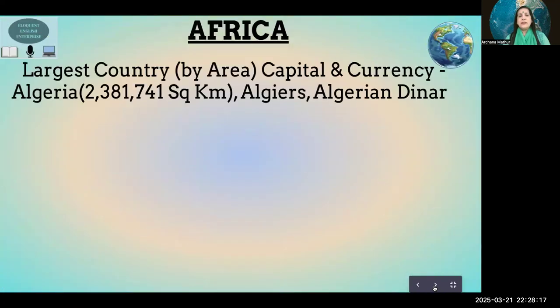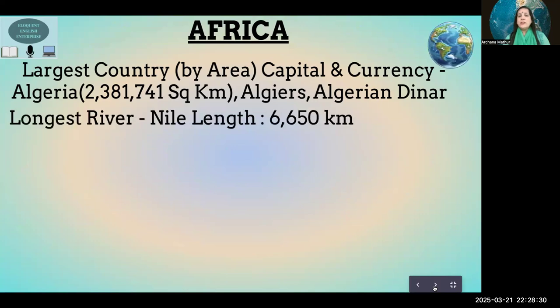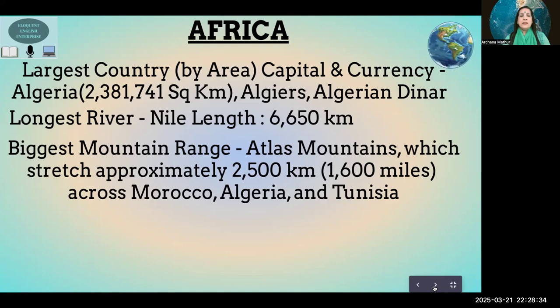The next one is Africa, the largest country, Algeria, 23,81,741 square kilometers. Algiers is the capital and Algerian dinar is the currency. Longest river, Nile, the length 6,650 kilometers. The biggest mountain range, Atlas Mountains, stretching approximately 2,500 kilometers again, like the Himalayas. They stretch across countries like Morocco, Algeria, and Tunisia.